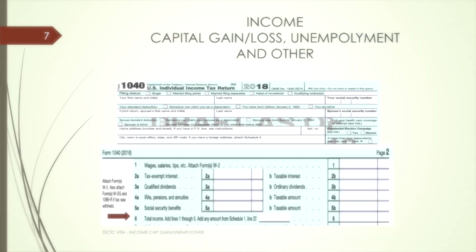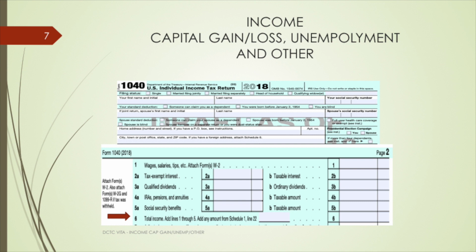Okay, so now we're done with all the income items, those that are listed on the face of the 1040 as well as those that are listed on the Schedule 1. We are now down to line 6, total income. This figure represents total income without any adjustments or deductions.